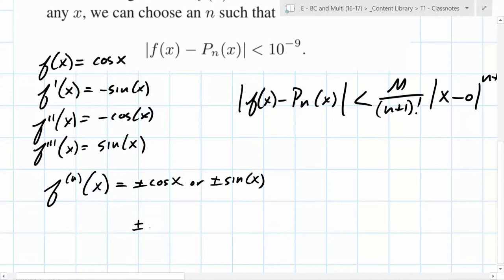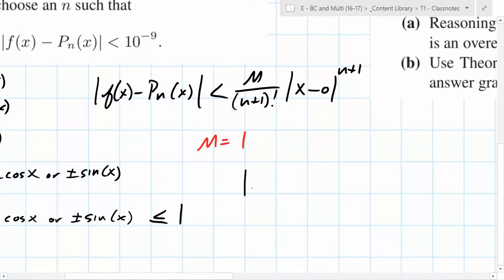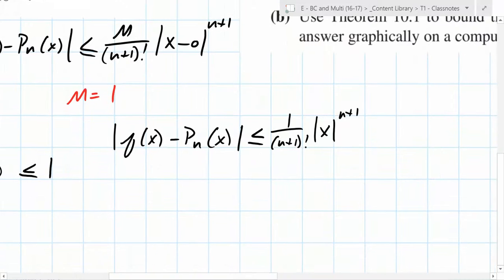What do you know? You know that plus or minus cosine x or plus or minus sine x, both of those are always less than or equal to what? They're always less than or equal to 1, no matter where you are. Do you agree? So what M value should you choose? Let M equal 1. If that's the case, you now know that this has to be less than or equal to what? It's equal, right? In the definition, do you remember? It's equal to 1 over (n plus 1) factorial times x to the what? Do you agree with that?